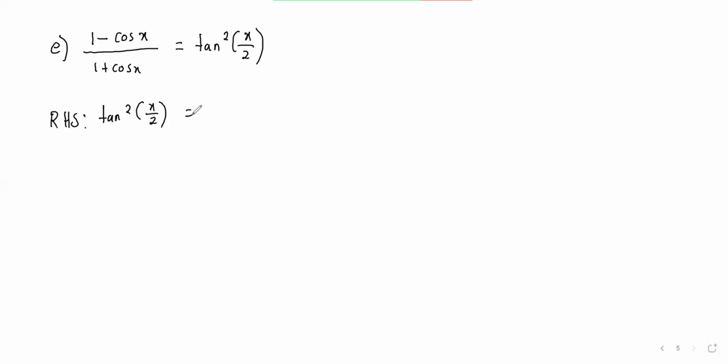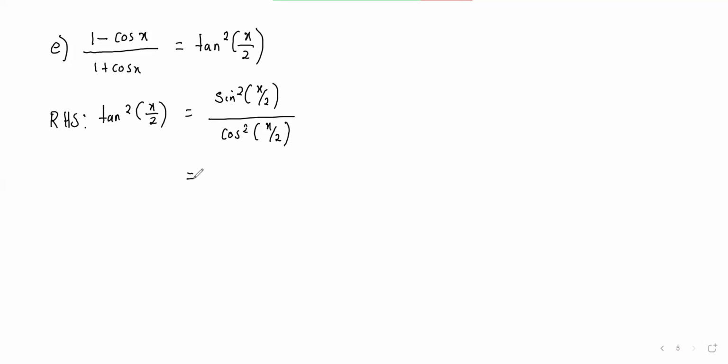What's E? E is 1 minus cos x over 1 plus cos x equal to tan squared x over 2. Now we know that, we'll start from the right hand. Tan squared x over 2 is the same thing as sin squared x over 2 over cos squared x over 2.